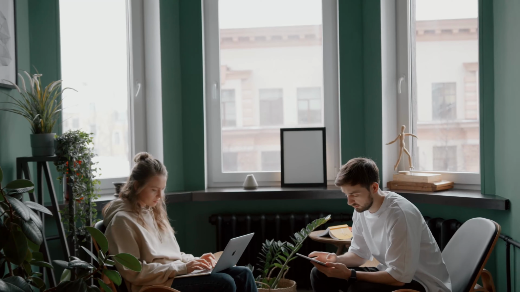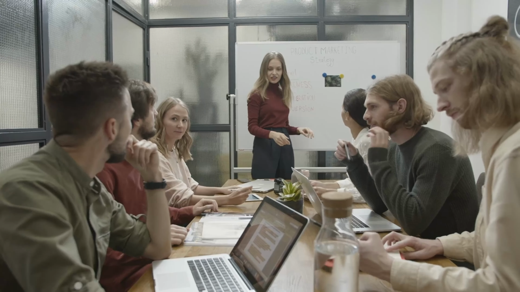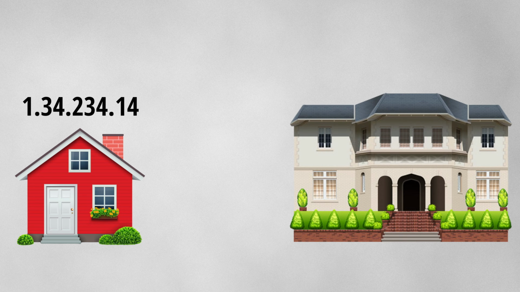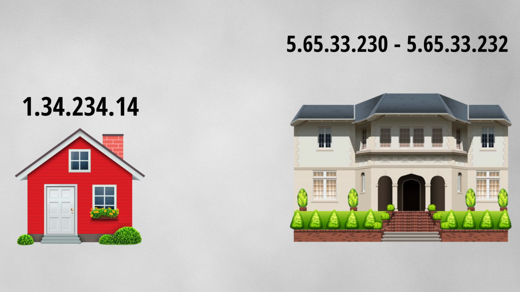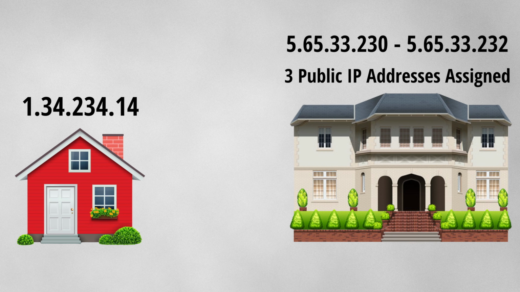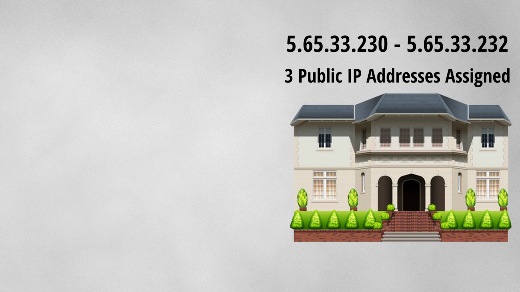And then some homes and businesses have multiple public IP address blocks assigned to them. My house, however, has one public IP, so say that was 1.34.234.14, but someone else could have multiple public addresses, say a block of 5.65.33.230 through to 5.65.33.232. They'd have 3 public addresses assigned to that location from their ISP. Again, these IPv4 addresses will get used up very quickly.